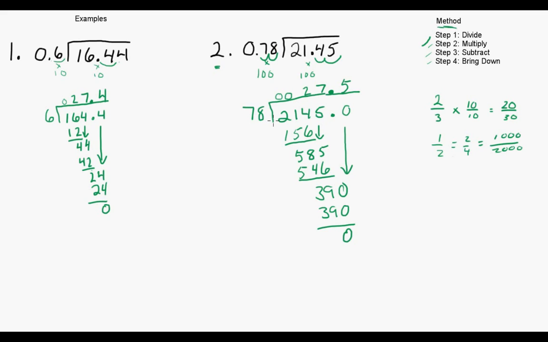So 78 divides into 2,145 27.5 times. Okay, and 0.78 will divide into 21.45 27.5 times. Okay, so again, I showed you 2 examples here. I encourage you to try some other examples. You can come up with an infinite amount of questions for this.